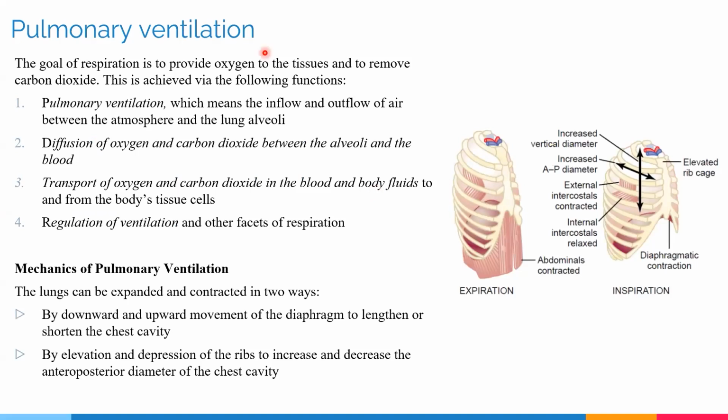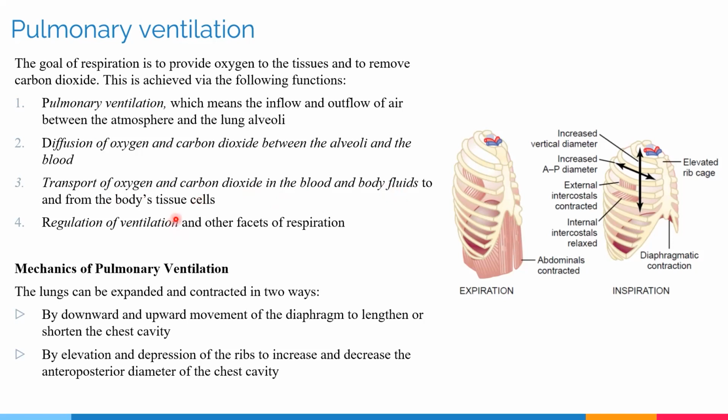The first aspect we will look into is pulmonary ventilation. The goal of respiration is obviously to provide oxygen to the tissues and remove the end product, carbon dioxide. This is achieved by the following functions. The first one is pulmonary ventilation itself, which means the inflow and outflow of air between the atmosphere and the lung alveoli. The next function is diffusion of oxygen and carbon dioxide between the alveoli and the blood. Third is the transport of oxygen and carbon dioxide in the blood and body fluids to and from the body's tissue cells.